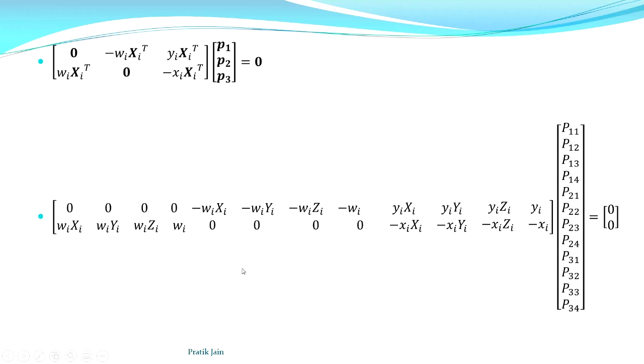3 cross 1, but this is actually the case. It is because these are vectors over here. So this is the real thing that you have. So now if you see this thing, this is nothing but Ax is equal to 0. In this case Ax is equal to 0.